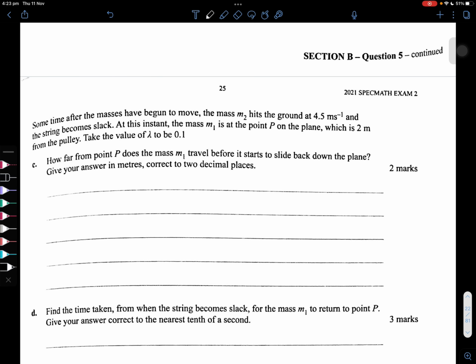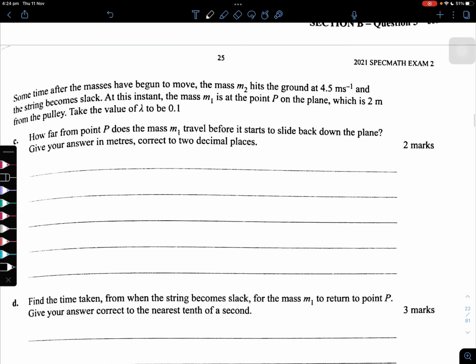Okay, that's looking good. Sometime after the masses have begun to move, the mass m2 hits the ground at 4.5 meters per second and the string becomes slack. At this instant, the mass m1 is at point P on the plane, which is 2 meters from the pulley. Take the value of lambda to be 0.1. How far from point P does the mass m1 travel before it starts to slide back down the plane? Okay, so this sounds like a constant acceleration problem.